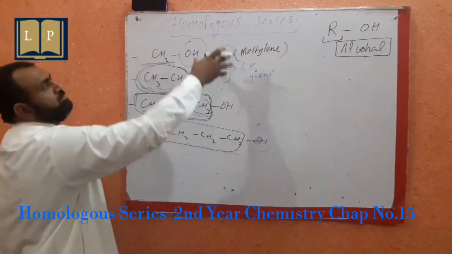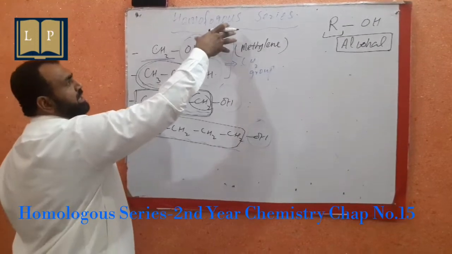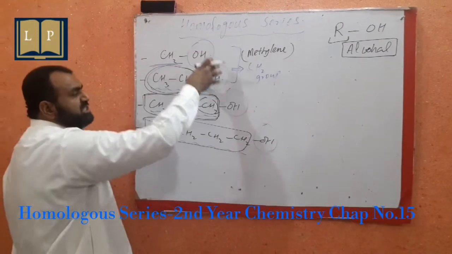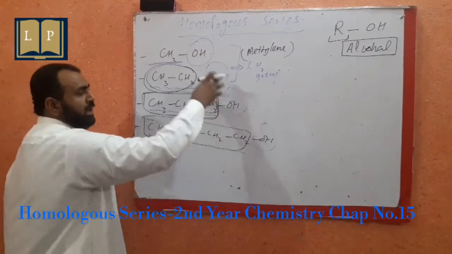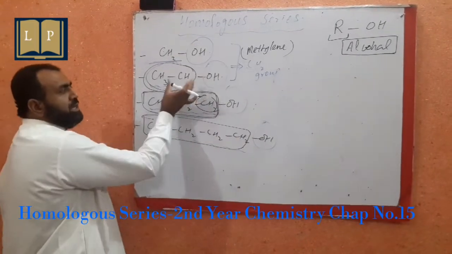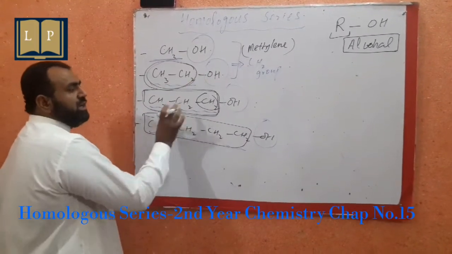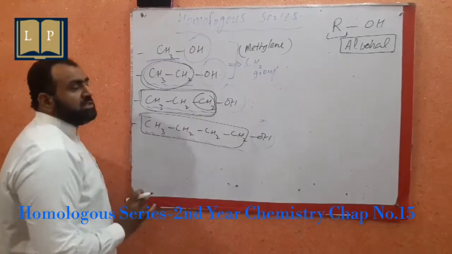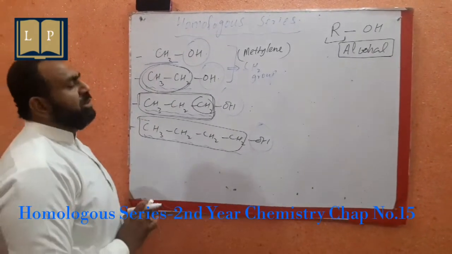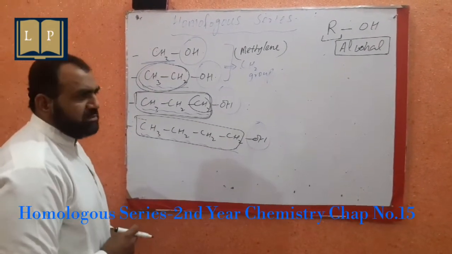Look again: a series or an arrangement of organic compounds containing a similar functional group, in which each member of the series differs from the other by a CH2 unit, will be termed a homologous series.